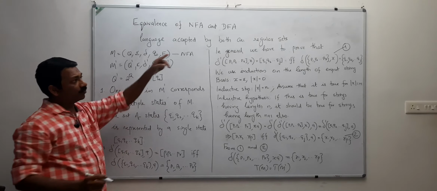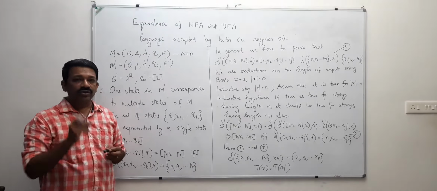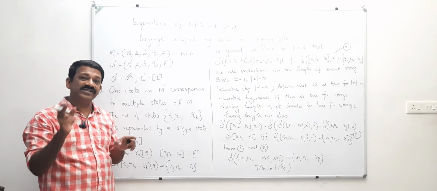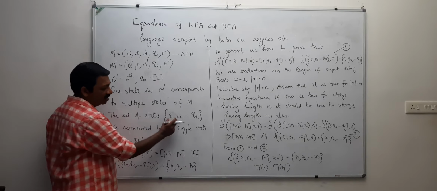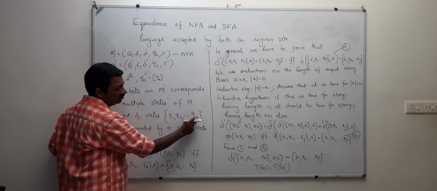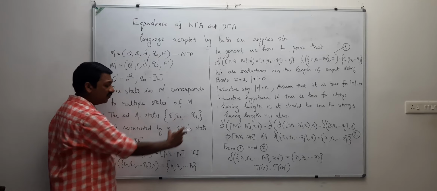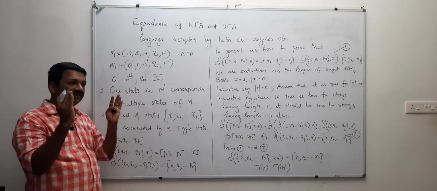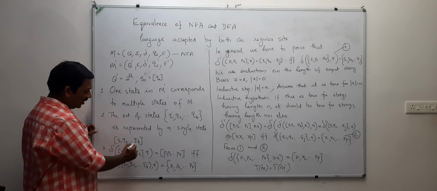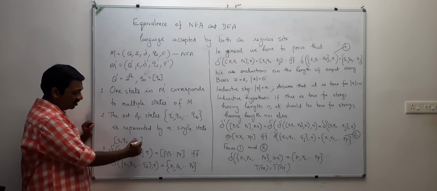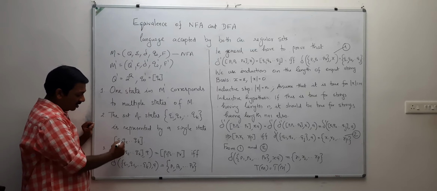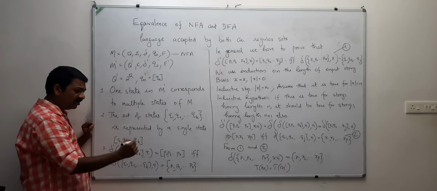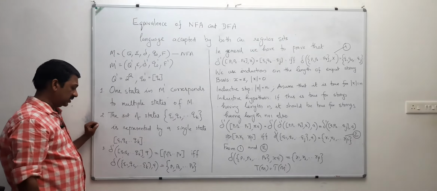For example, in our previous example, Q0 and Q1 both together represent a single state of the DFA. Likewise, here Q1, Q2, etc. up to Qk are all different states of the NFA, and those different states can be collectively represented by a single state of the DFA, denoted by this. Here there is no separation. You have to write Q1, Q2, etc. up to Qk and put square brackets on both sides.